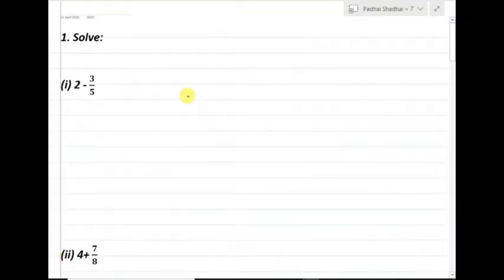Let us start exercise 2.1. Question 1. Here we have to solve the sums. First one, 2 minus 3 by 5. Here one is a whole number and another one is a fraction.